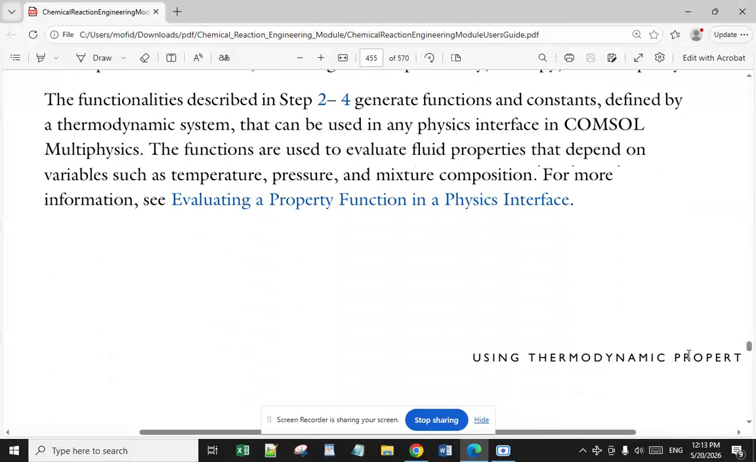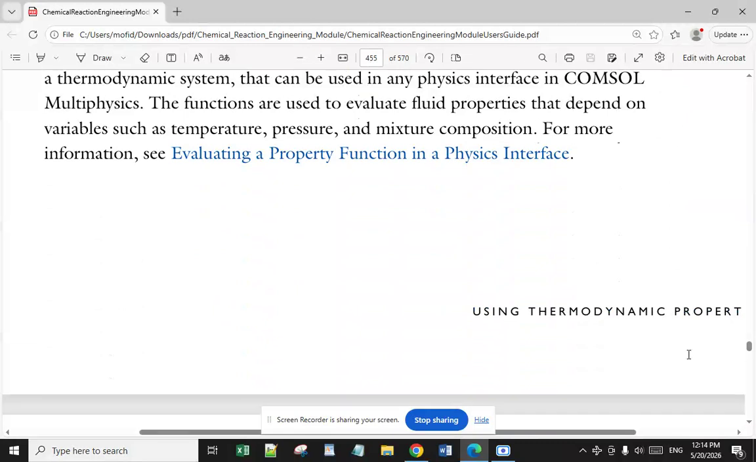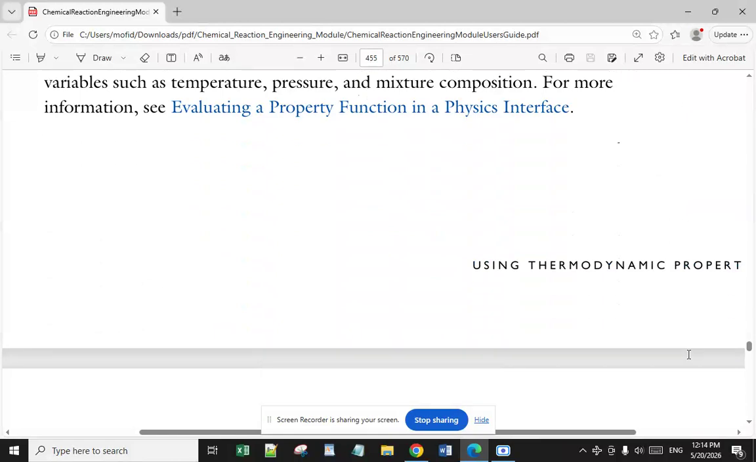The functionalities described in steps 2 to 4 generate functions and constants defined by a thermodynamic system that can be used in any physics interface. In COMSOL Multiphysics, the functions are used to evaluate fluid properties that depend on variables such as temperature, pressure, and mixture composition. For more information, see Evaluating a Property Function in a Physics Interface.